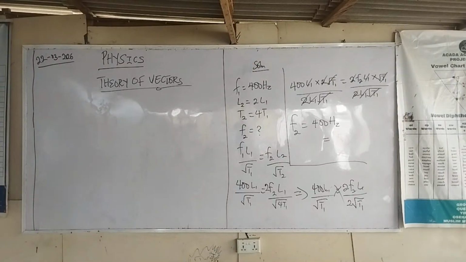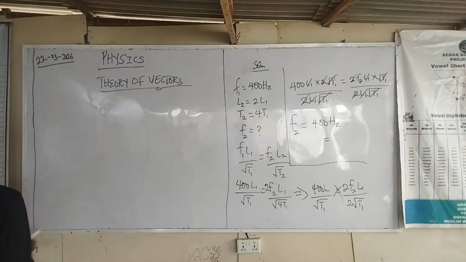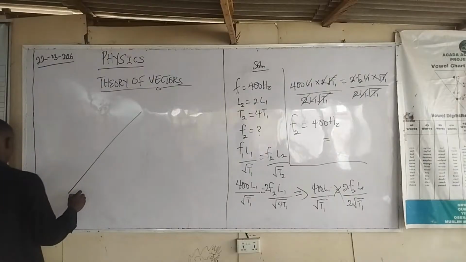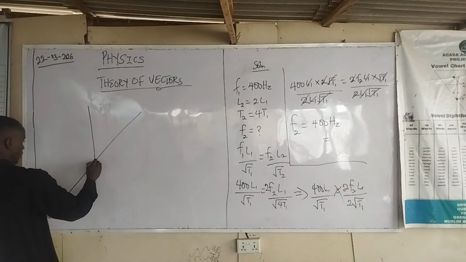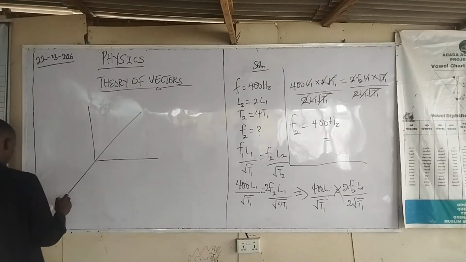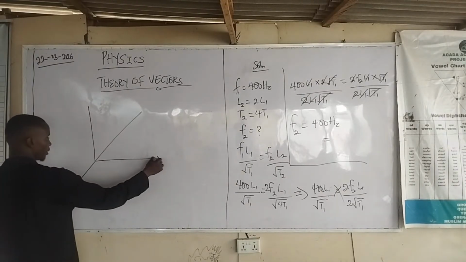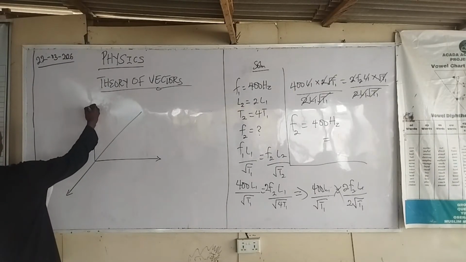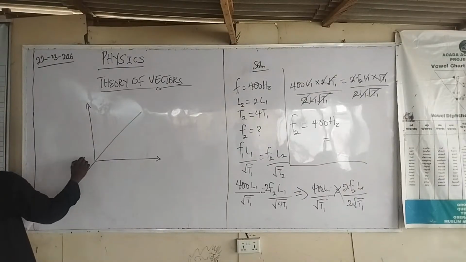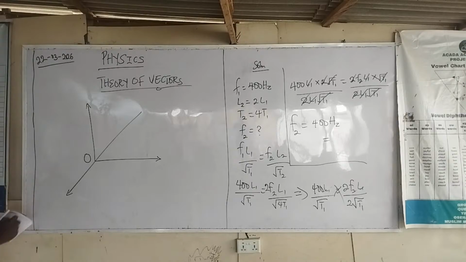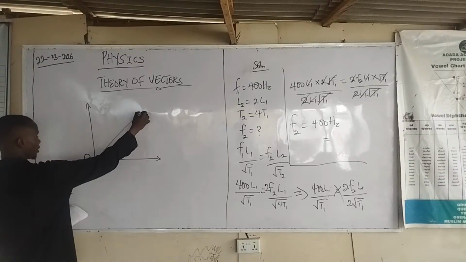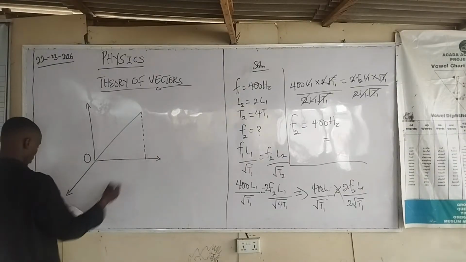A vector can be specified by using its projection components.